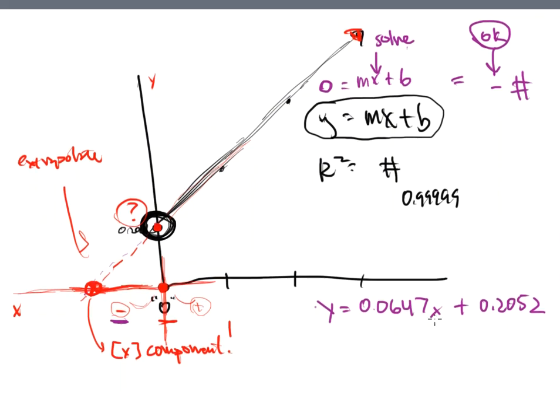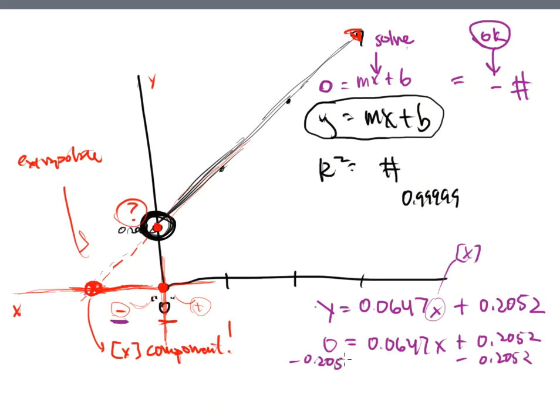Well, I told you if we can solve for x, x is the concentration, right? And that's where y is equal to 0. So 0 equals 0.0647x plus 0.2052. To solve for x, you're going to subtract 0.2052 from each side. Well, 0 minus 0.2052 is negative 0.2052. And then to solve for x, we're going to divide by 0.0647.